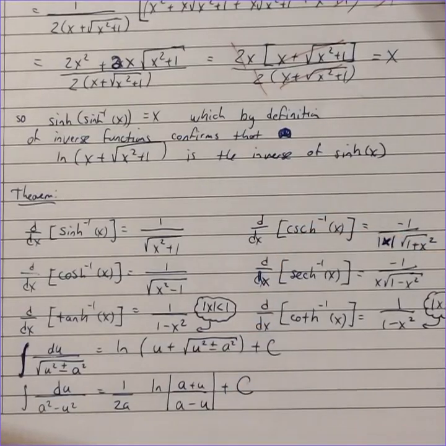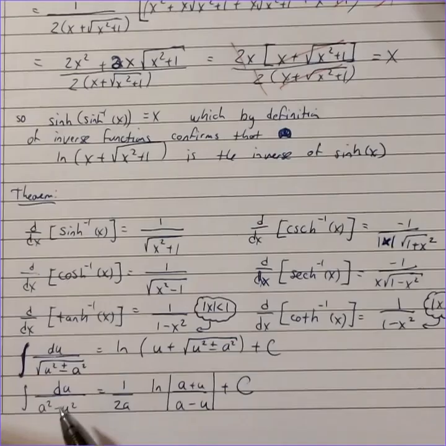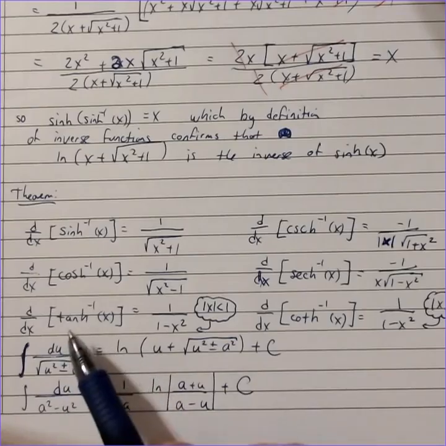Again, notice how similar those look to the inverse trig functions. If this was a plus instead of a minus, we'd be dealing with the inverse tangent function, the arctangent. But with a minus, now we're dealing with the inverse hyperbolic tangent.